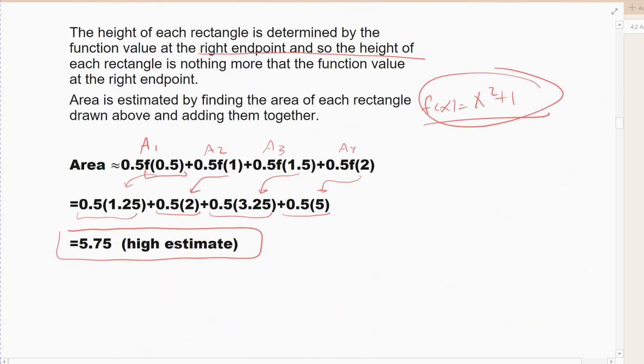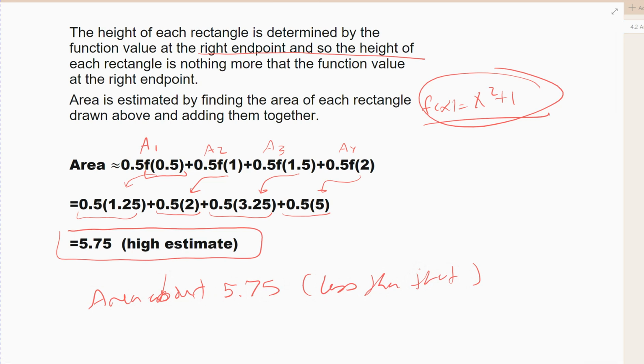My area is about 5.75, and I know that it's less than that, right? Because I've got those little bits of area above. So I know it's close to 5.75, but it also is smaller than that because I've got those areas above. And so that would be the right endpoints. We'll do the exact same thing using left endpoints.